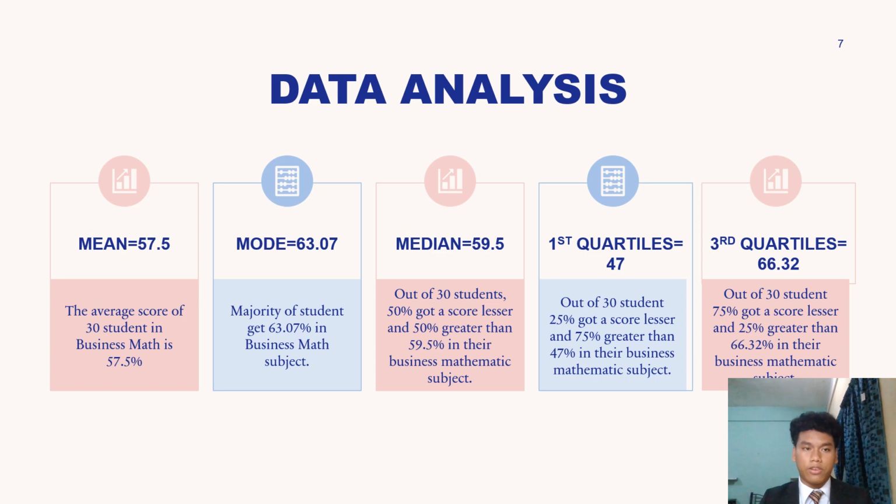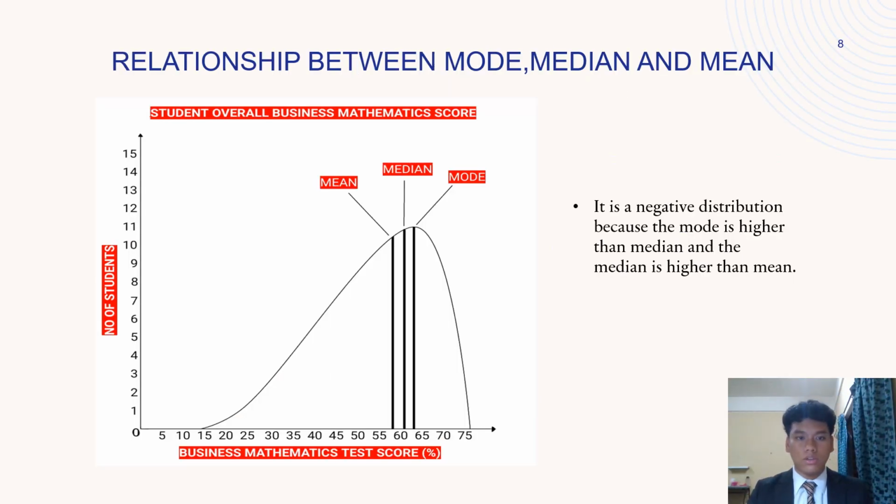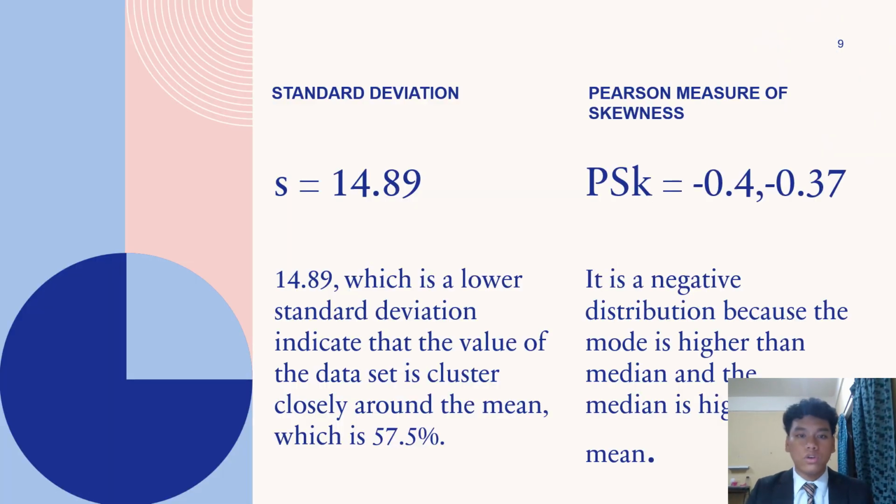66.32 in this subject. This graph tells about the relationship between mode, median, and mean. As you can see, it is a negative distribution because the mode is higher than the median and the median is higher than the mean. So this is the standard deviation. In my calculation, I get a standard deviation of 14.89, which is a low standard deviation, indicating that the values of the data set cluster closely around the mean, which is 57.5%. And for the Pearson measure of skewness, I get negative 0.4 and negative 0.37.